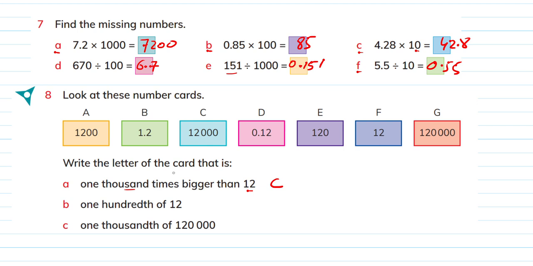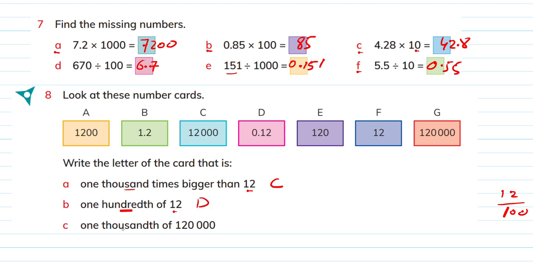Sir, so you mean that 1,000 times bigger than 12 means multiplying 1,000 by 12? Yes. Okay, next, 100th of 12. What does it mean when we say hundredth of a number? It's 12 divided by 100. And 12 divided by 100, what would it be? 0.12. Yes, so it's D.